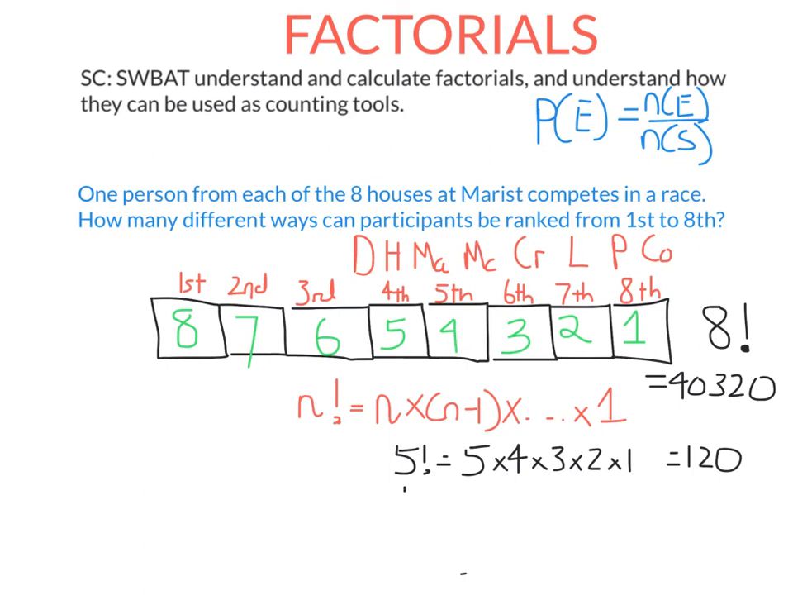I guess, kind of pathological examples, we know 1 factorial is 1, but actually 0 factorial is 1 as well.